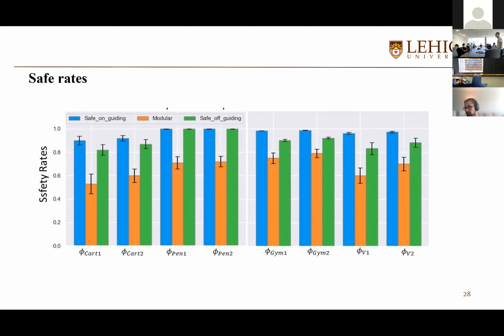So what are the differences between the blue, green, and orange bars? One says safe on, one says safe off, and the other says modular. I wanted to map those to what you actually did. The orange represents the algorithm that only applies the modular architecture without safe. And the green one represents safe, but without the guiding. I propose a feedback to improve the exploration, so the green one represents without the exploration improvement.